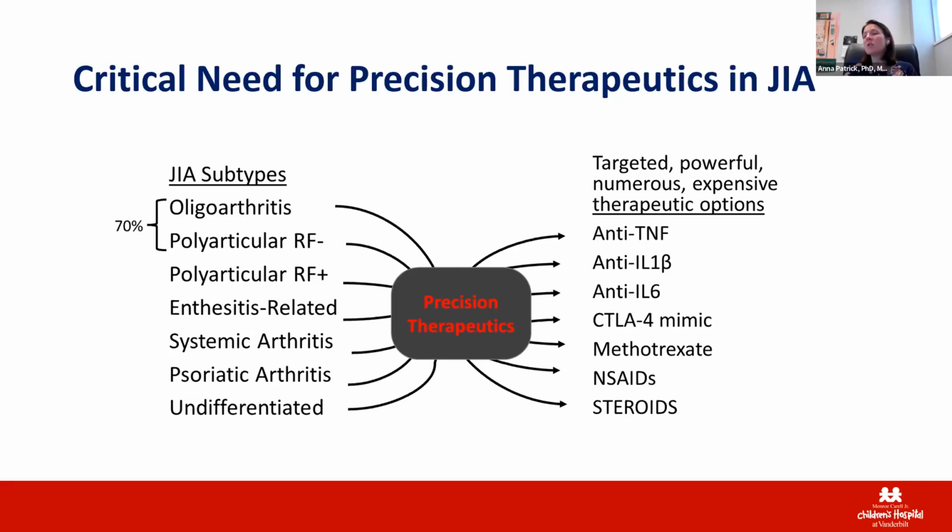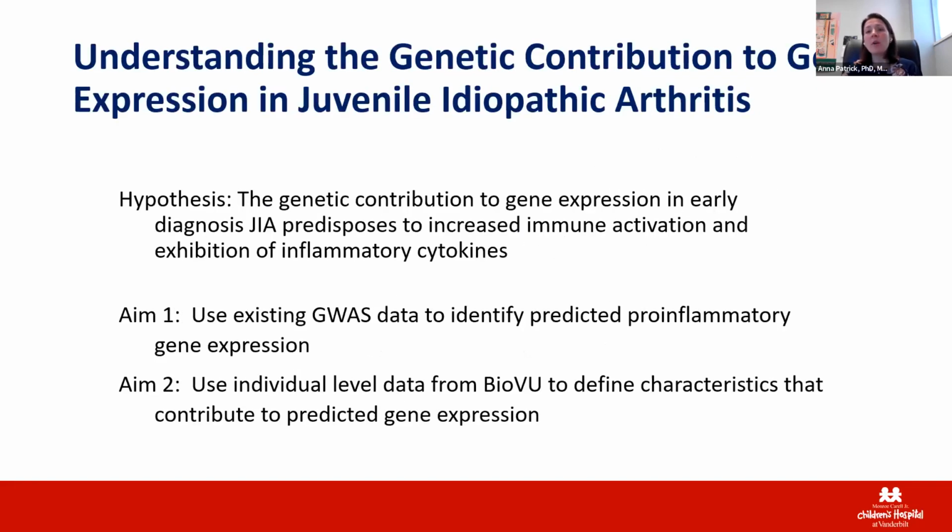One of the ways we have attempted to understand JIA subtypes is through GWAS studies or genome-wide association studies. Thus far, the data has not provided the answer for how to prescribe therapeutics. Another approach is to use gene expression to understand the link between subtypes and therapeutics. So the focus of my project is understanding the genetic contribution to gene expression in JIA. To do this, we will use a technique called PrediXcan, which allows us to use information from single nucleotide polymorphisms, or SNPs, to predict gene expression in different tissue types. Our hypothesis is that the genetic contribution to gene expression in early diagnoses JIA is going to predispose to increased immune activation and exhibition of inflammatory cytokines.